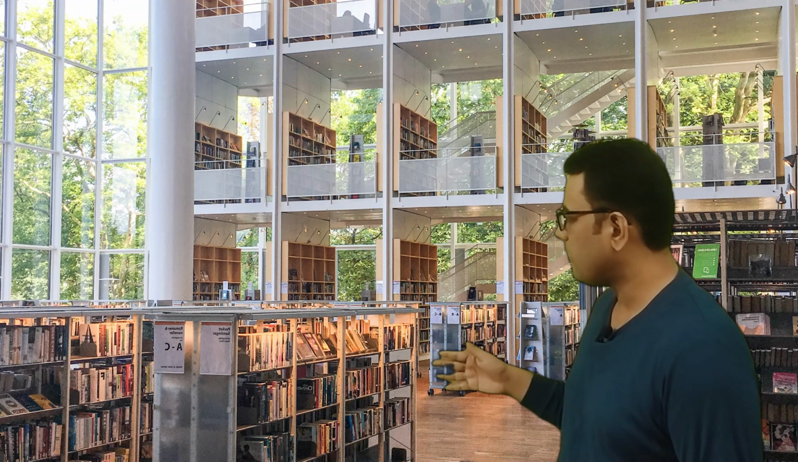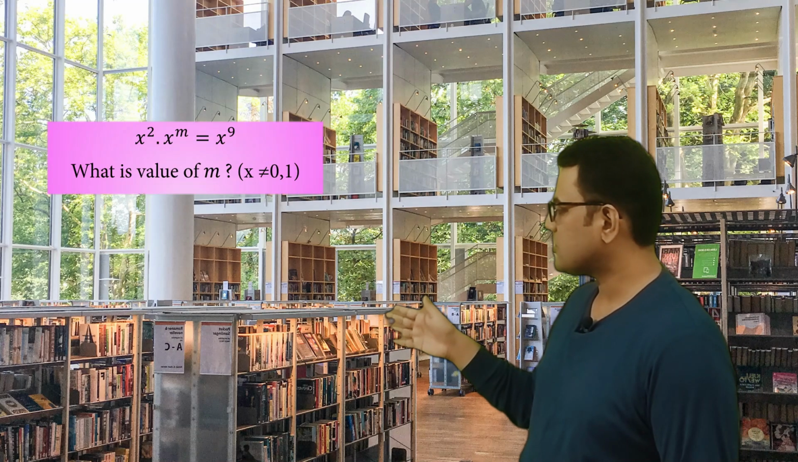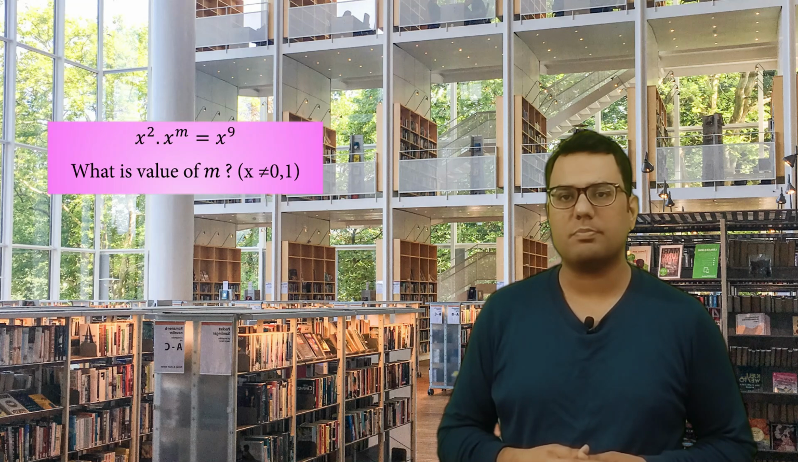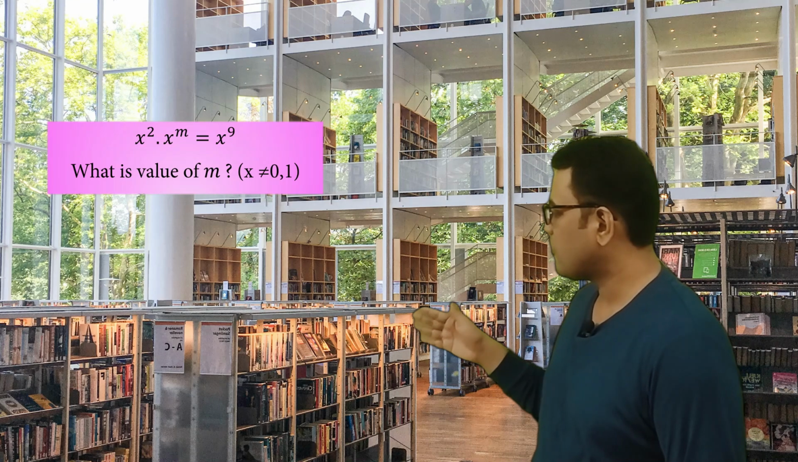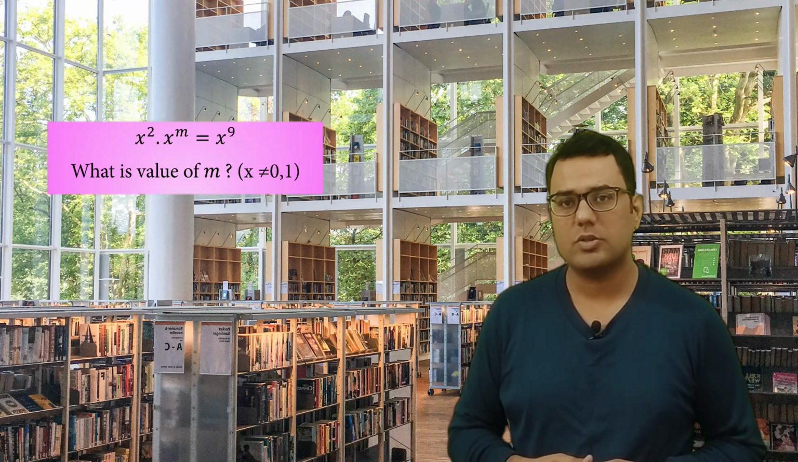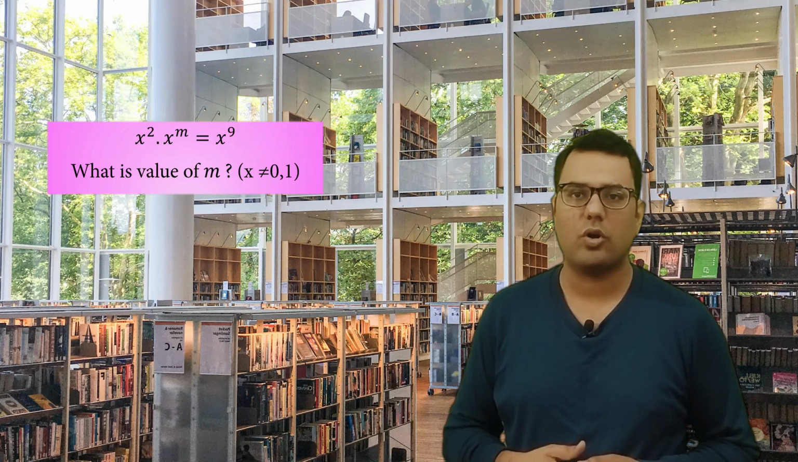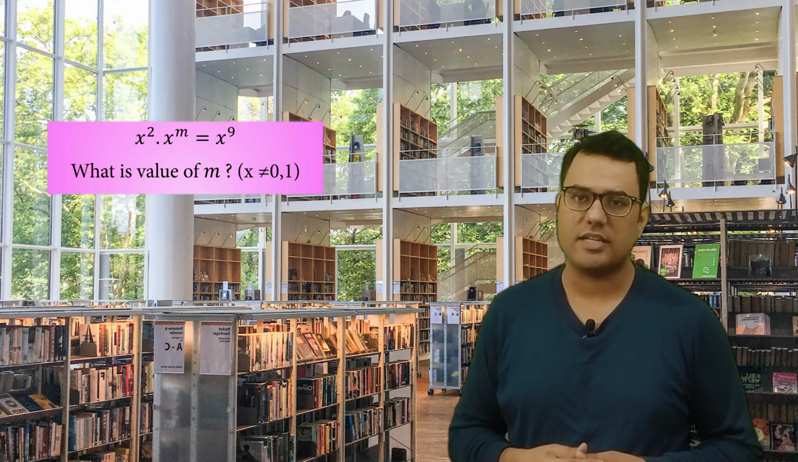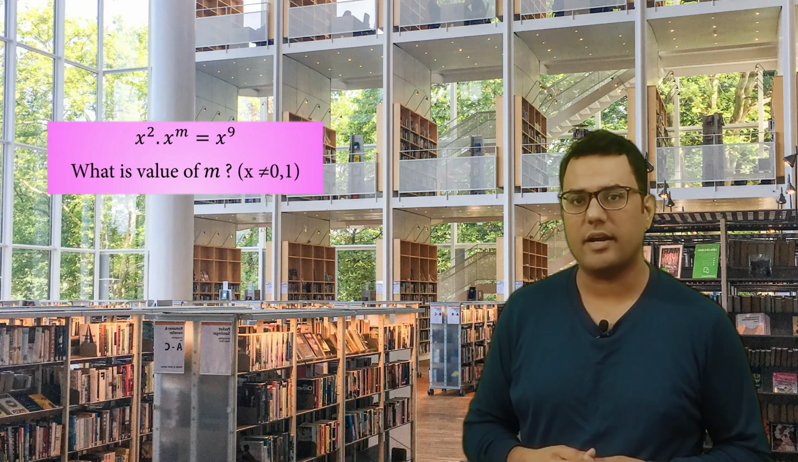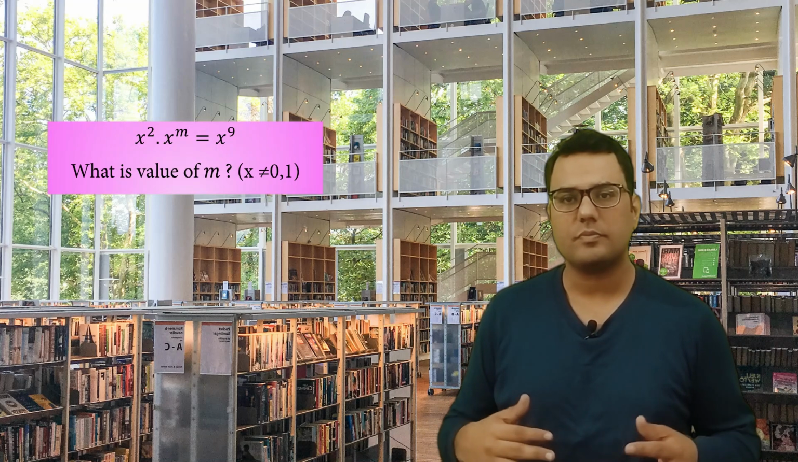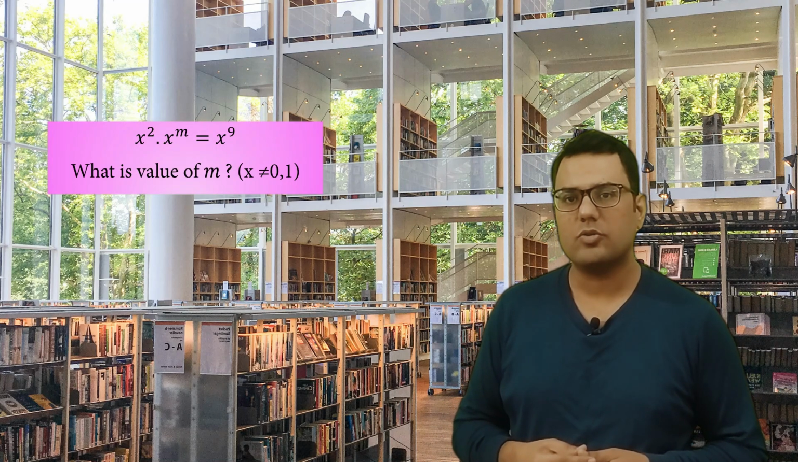This one is an easy problem: x squared times x raised to the power m equals x raised to the power 9. When we are going to solve this problem, we see that it is an equation in which our terms are written in exponent form. So what we are going to do is ensure either the bases are same or the powers are same on the left hand side and right hand side. Now here you can see that x is common on both sides of the equation. So what I'll ensure is that the bases are same.